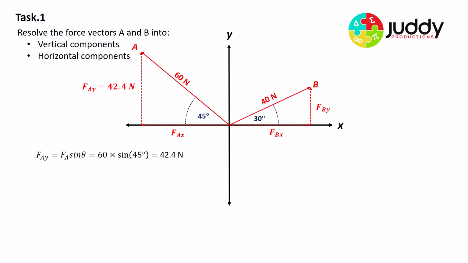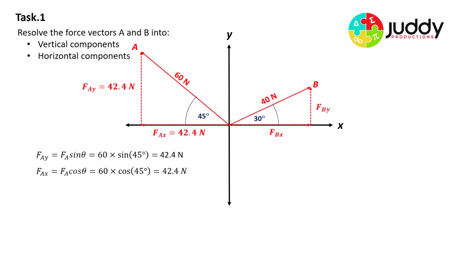So first of all, the vertical component of force A is going to be force A sine theta, which is 60 times sine of 45. It gives us a value of 42.4 newtons. So force A, its vertical component in the y direction, is 42.4 newtons. Likewise, force A in the horizontal component, labelled force AX, has a value of 60 cosine 45. It also comes out to 42.4 newtons.